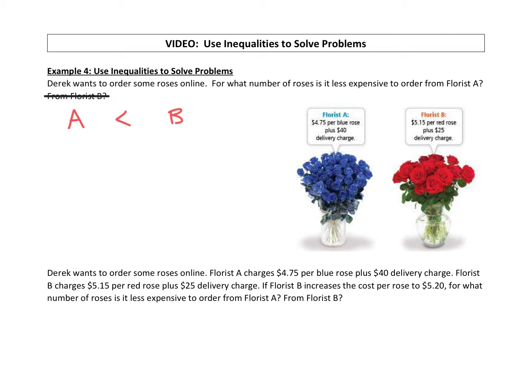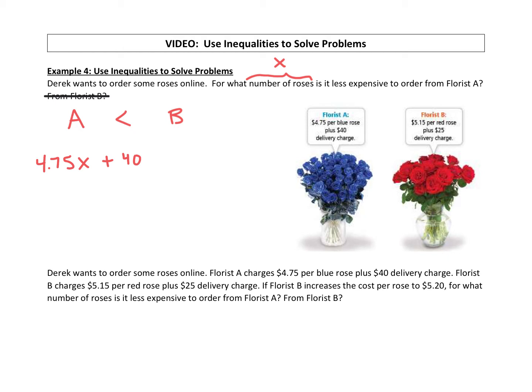Okay. How many roses are we ordering? That's the question. For what number of roses? So our variable x will be representing the number of roses. So it costs $4.75 times every rose that gets ordered. In addition to that, we have a delivery charge of $40. You pay that just one time, so just plus 40 on the end.